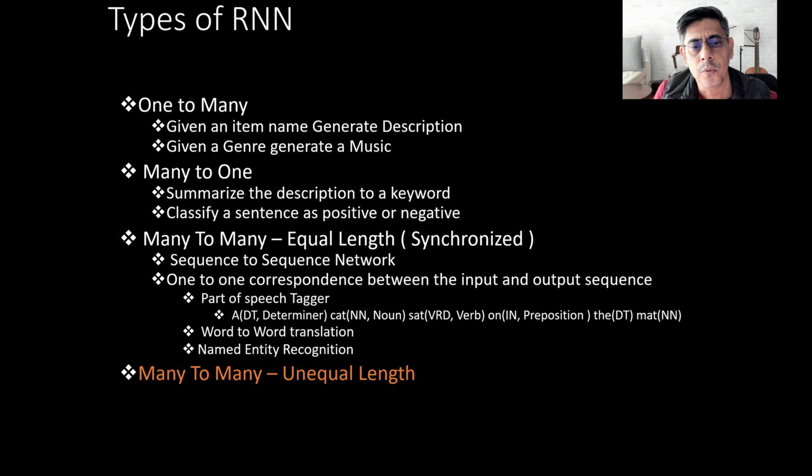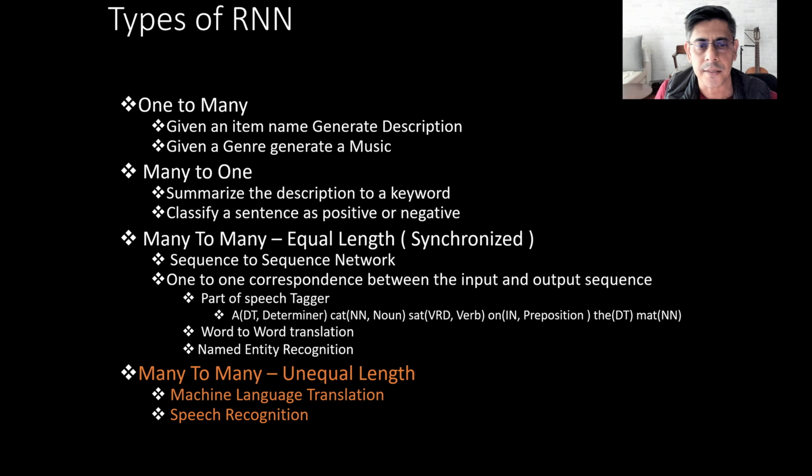When you come to many to many with unequal length, machine translation is a very good example, where given a Hindi sentence, for example, मैं machine learning पसंद करता हूँ, it is around 6 words, but when you speak in English, then it becomes I love machine learning, 4 words. So it's not a one-to-one correspondence. The entire sequence is understood and the translation is done. It's not word-by-word translation, right? Speech recognition is another example of this.